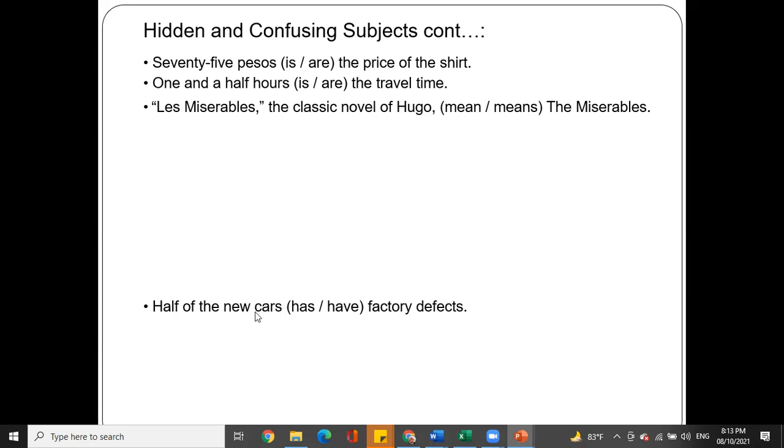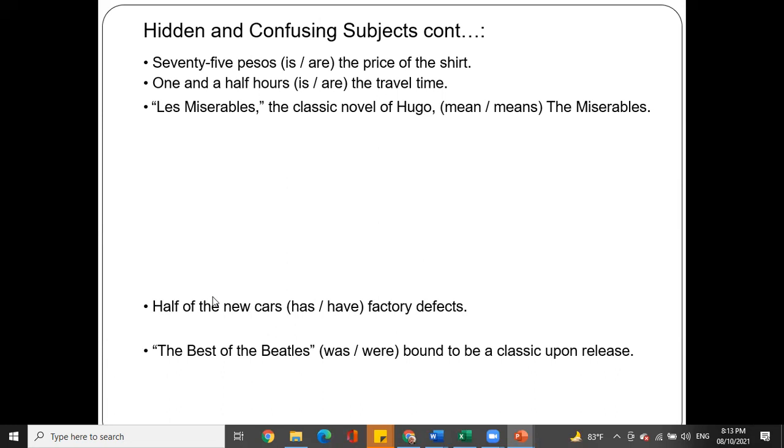All right. The best of the Beatles was bound to be a classic upon release. The best of the Beatles refers to a single album, so was.